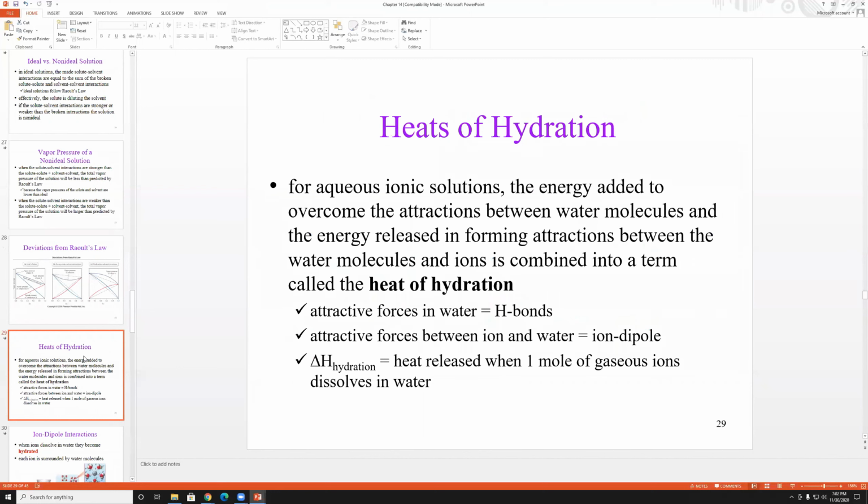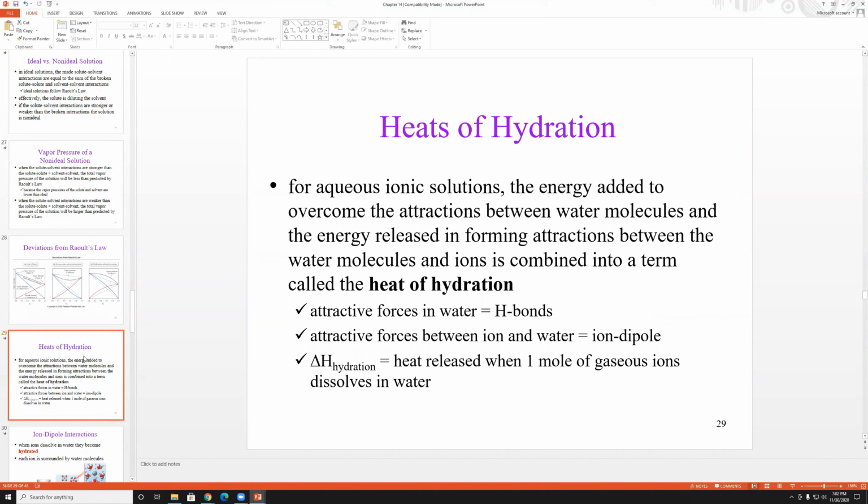Heat of hydration: the energy added to overcome the attraction between the water molecules, and released in forming attraction between the water molecules and ions. It's called the heat of hydration.